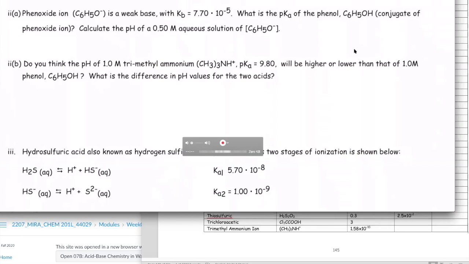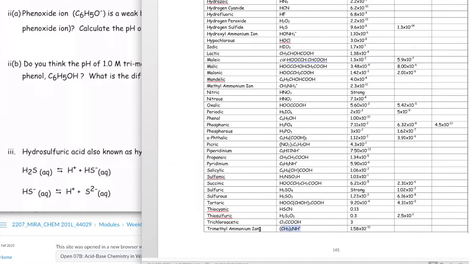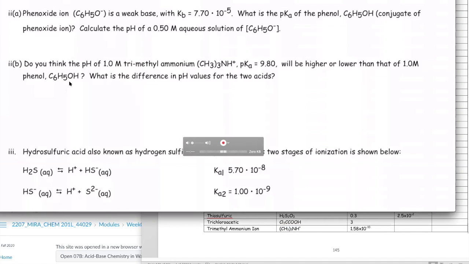Will it be higher or lower than, you think that the pKa is higher or lower than 1 molar phenol? So you just have to compare that to phenol. What is the difference in pH for the two acids? I'm referring to phenol, that's the acid, and I'm referring to trimethylamine, that's the acid. So when you have 1 molar solutions of both of these chemicals, which will give you the higher pH, and what's the difference in pH? Okay, so that's that question.